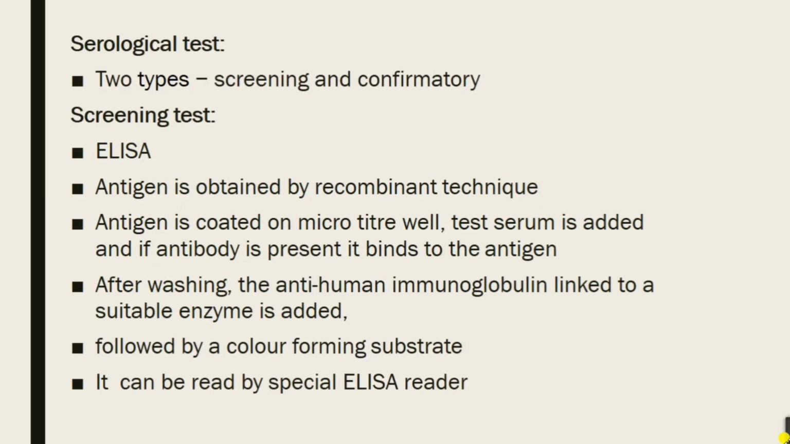The serological tests include two types: first is the screening test and the next is the confirmatory test. The screening test is the ELISA test, the enzyme linked immunosorbent assay. For ELISA, the antigen is obtained by recombinant DNA technology and coated on a microtiter well.